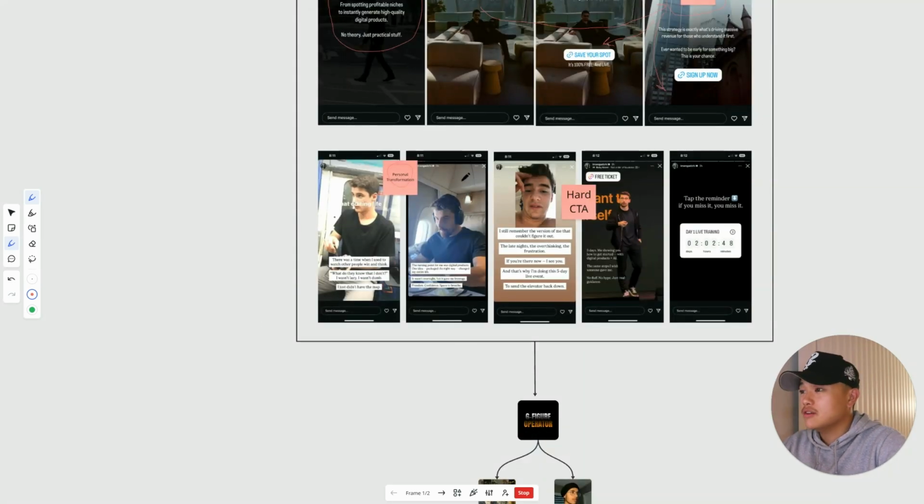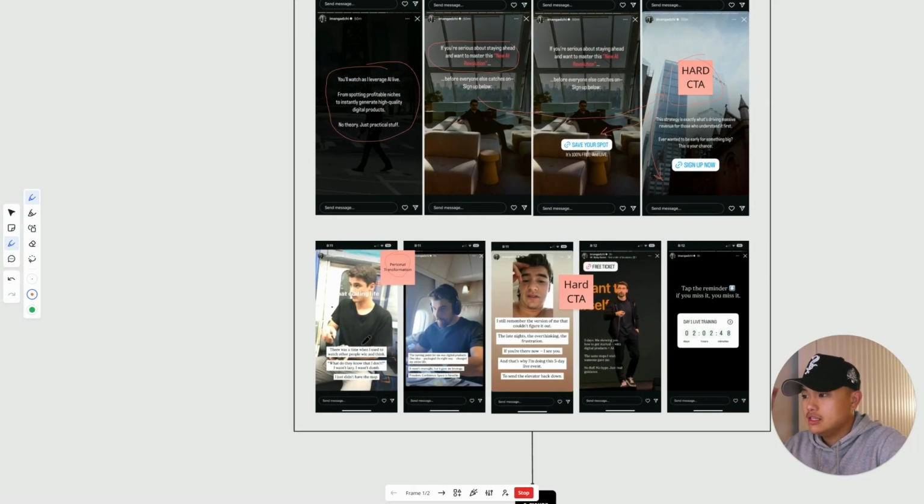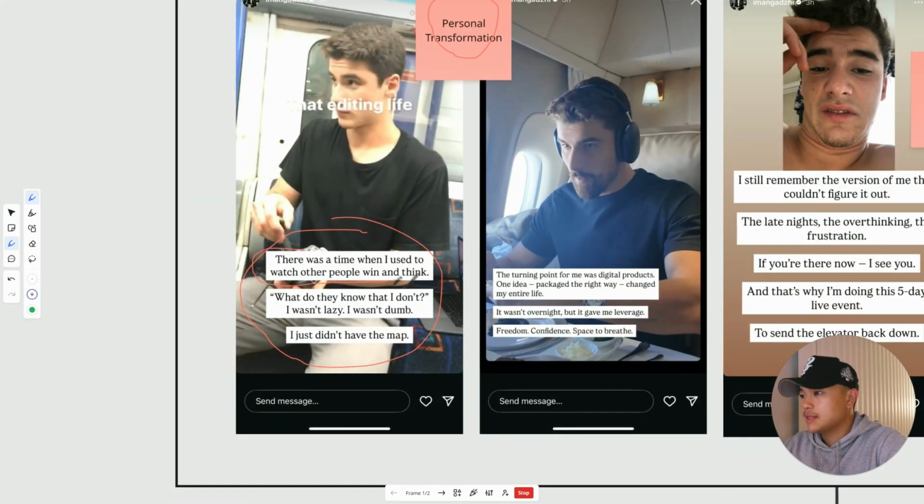He uses himself as an example here. And this is still educating. And basically the personal transformation is also the hook here. So if we look at it, he mentions that there was a time when I used to watch other people win and think, what do they know that I don't? I wasn't lazy, I wasn't dumb, I just didn't have the map.